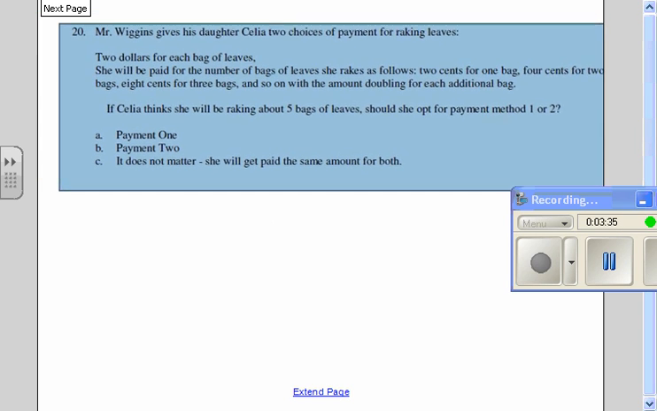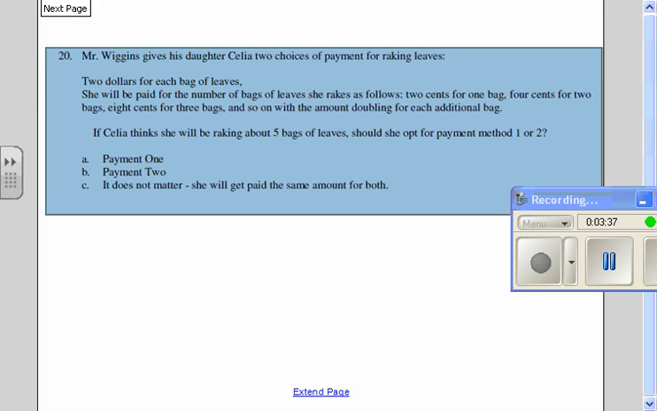Now this one, rather than visual, is exploring just common sense. Okay, Mr. Wiggins gives his daughter 2 choices of payment for raking leaves. She can either get $2 for each bag of leaves, or she will be paid 2 cents for 1 bag, 4 cents for 2 bags, 8 cents for 3 bags, and so on, with the amount doubling in pennies for each additional bag. If she's pretty sure she'll be raking about 5 bags of leaves, should she opt for payment 1 or payment 2? Okay, so you're basically comparing a linear and an exponential.